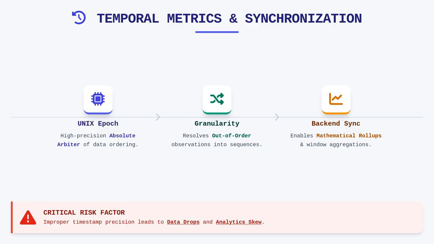Granularity is essentially the resolution of this timestamp. Variations in how your collectors emit these values can introduce complexities in stream processing, especially when data arrives out of order. Aligning these timestamps is critical, as the observability backend relies on this exact synchronization to perform mathematical rollups and accurate time window aggregations. If your ingestion pipeline is configured with improper timestamp precision, you risk data drops or, worse, significant skew in your real-time analytics.